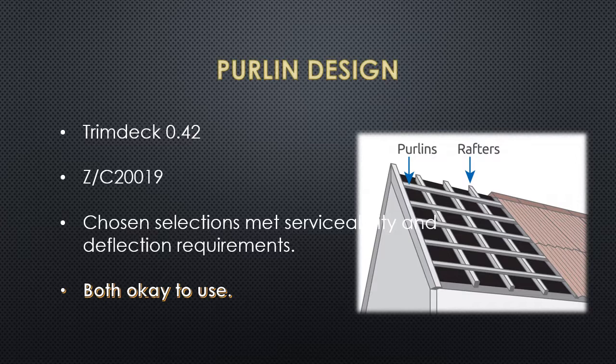Once we knew the inward and outward pressures from determining the wind load our shed would be subjected to, we looked at purlin design. First, we selected the roof board, considering slope, weight, pitch, rib depth, and visual aspects, determining that trim deck 0.42 was the best choice. We also selected purlin CZ20019 and determined its spacing, which was 1400.